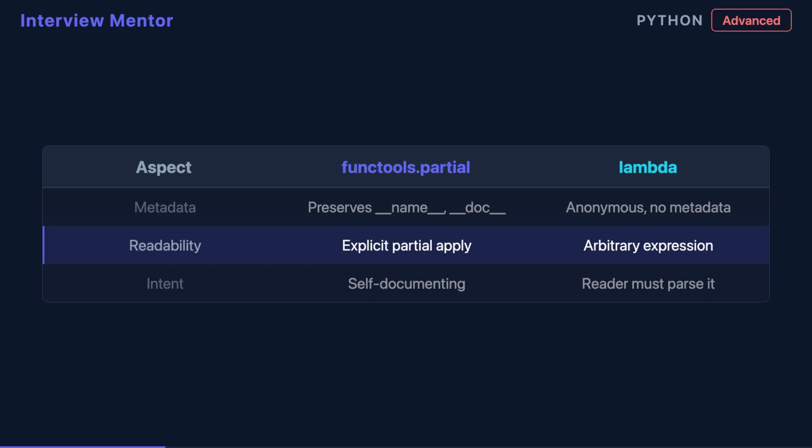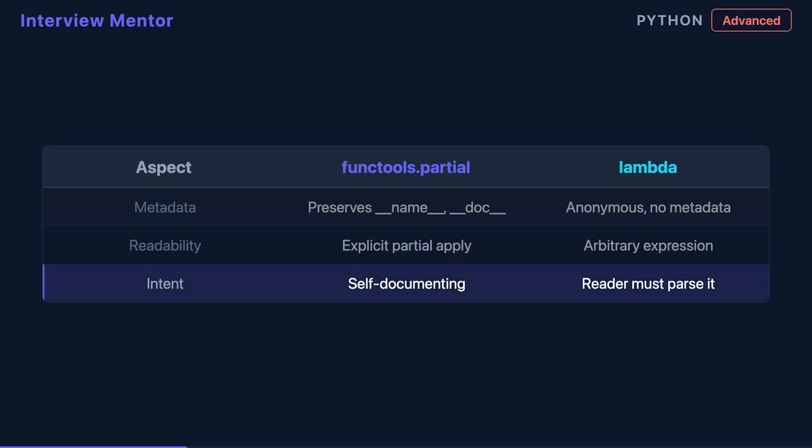More importantly, partial is self-documenting. It tells the reader exactly what you're doing. A lambda could contain arbitrary logic, so readers have to read it carefully to understand it.